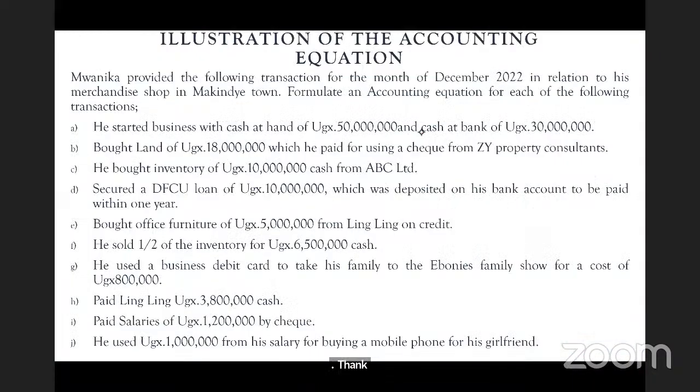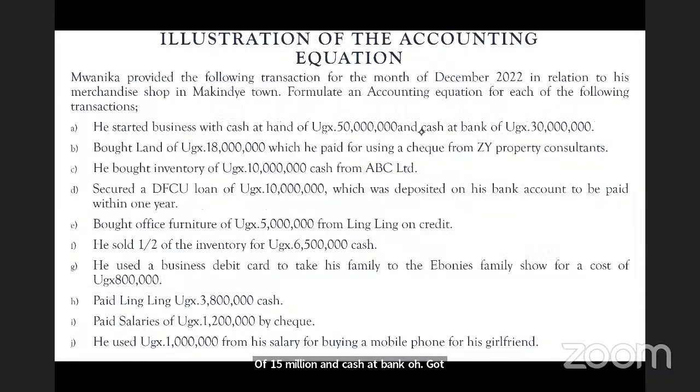All right, let's move. Monica provided the following transactions for the month of December 2022 in relation to his merchandise shop in Machindia town. Formulate an accounting equation for each of the following transactions. Transaction number 1: he started his business with cash at hand of 50 million and cash at bank of 30 million.